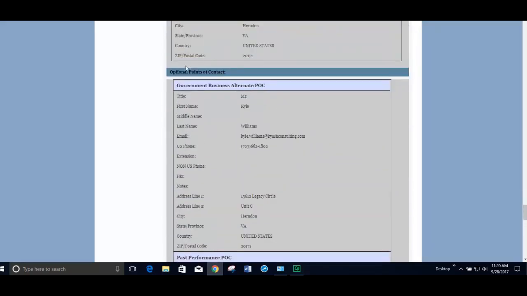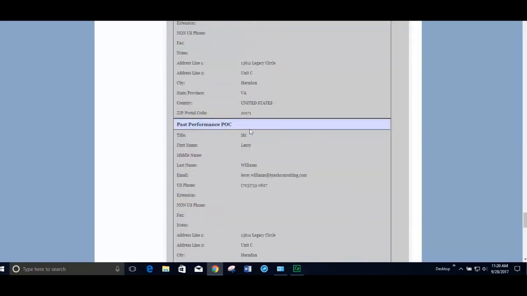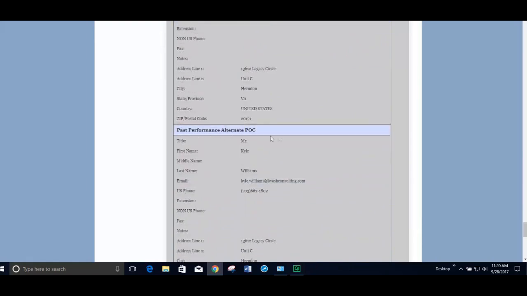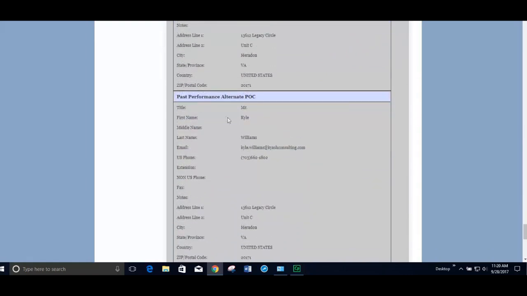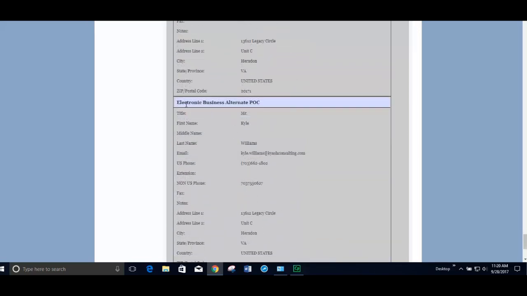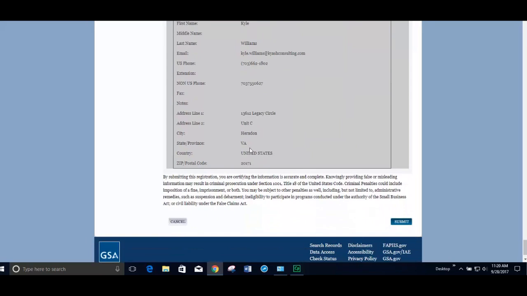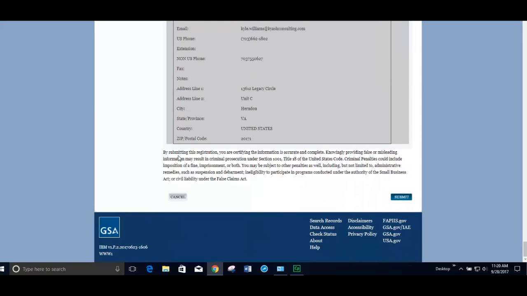We have my son, Kyle. He's the government business alternate point of contact. We have a past performance point of contact, and Kyle would be the past performance alternate point of contact. Kyle's the electronic business alternate point of contact. We'd already put him in. So now we're almost at the end.